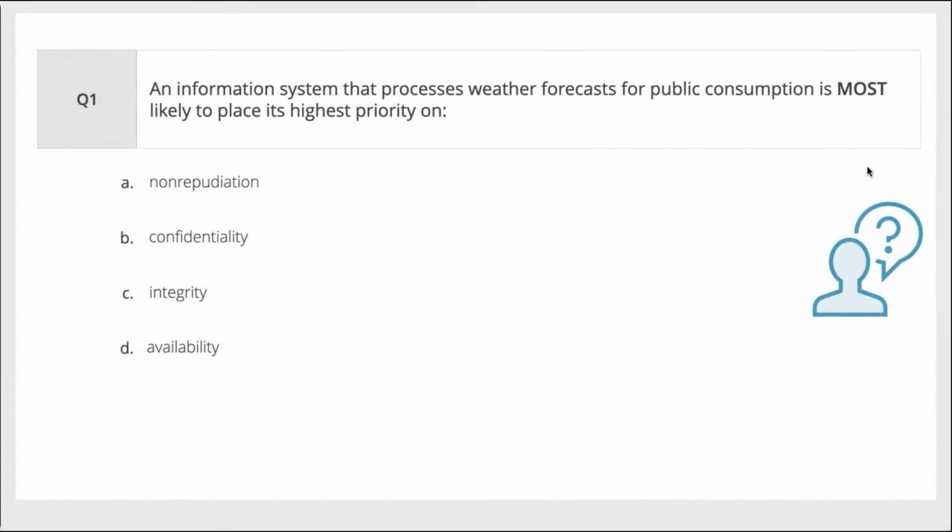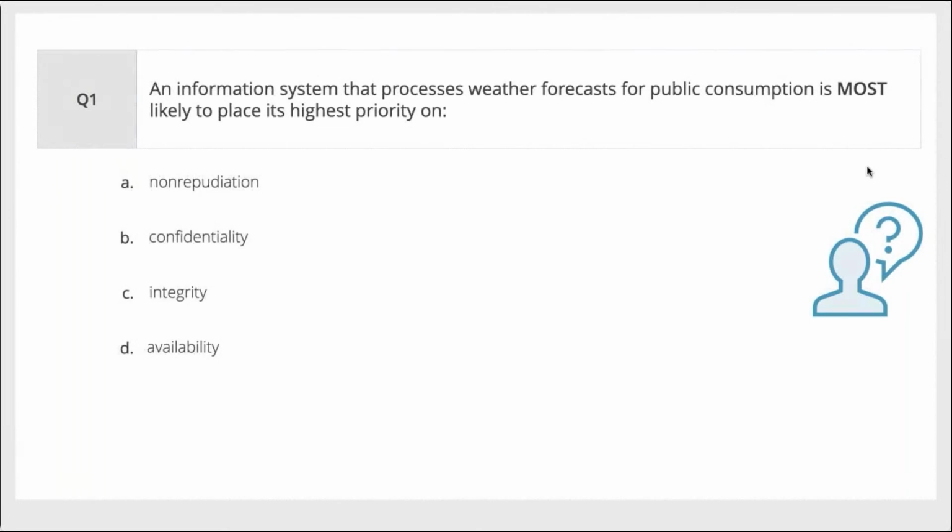It says an information system that processes weather forecasts for public consumption is most likely to place its highest priority on... Now think about any public information. Maybe it's product information, as with an Apple iPhone. They want to put some information out publicly. So what would be more important? Is it confidentiality? Well, not really. If you're talking about public information, then confidentiality is not applicable at all. Non-repudiation is a very different concept. It is about ensuring that a person is not able to deny their own action, whatever action they've done.